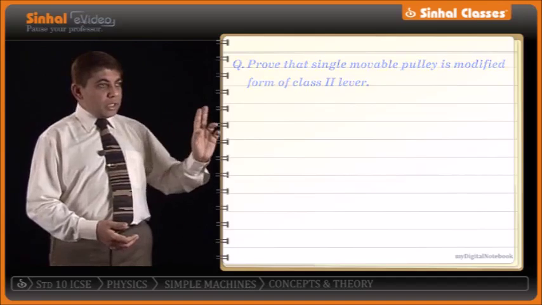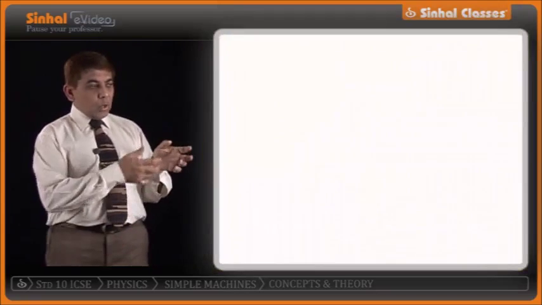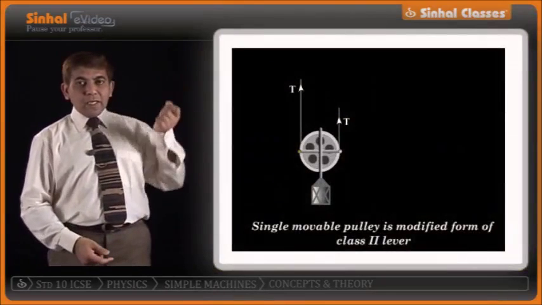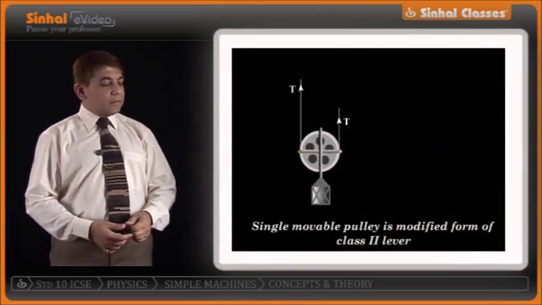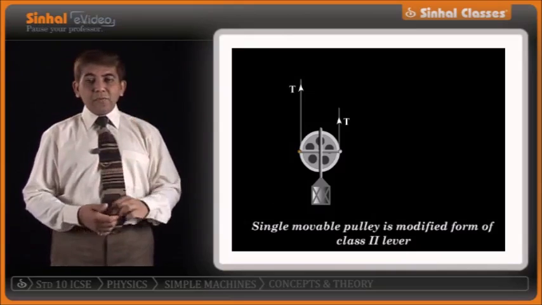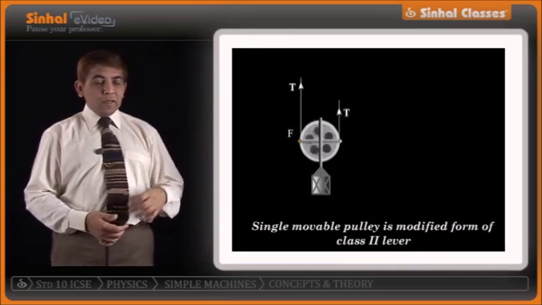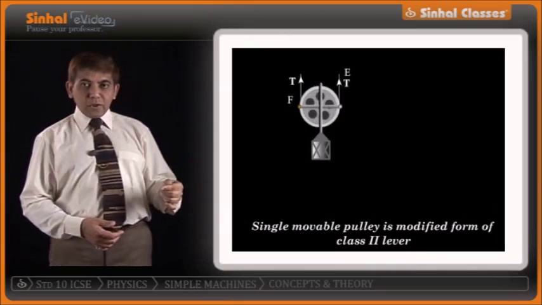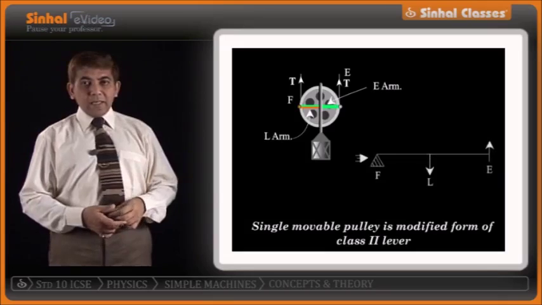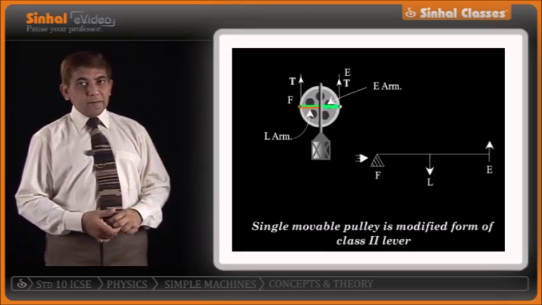If you observe the pulley and its working carefully, we see that the pulley basically keeps on rotating about the fixed point that is along the vertical string. This particular point acts as the fulcrum for the pulley. The load is attached at the center towards the axle. The effort is applied at the extreme end, that is the diametrically opposite end.